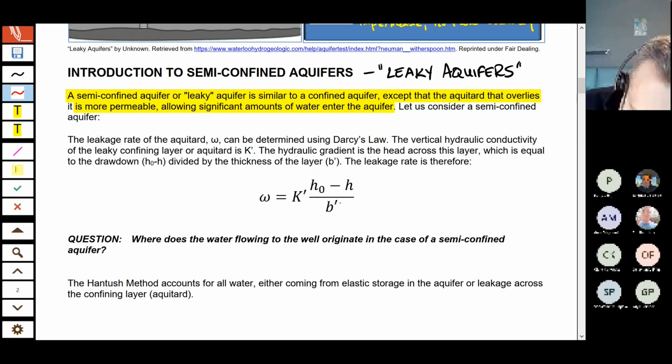So we're able to quantify a leakage rate, but we have some additional variables to consider. And there's a couple of different little elements to look at here too. We see that there's a B prime. Well, typically B was our height of the aquifer, but now it happens to be the thickness of our aquitard, or the thickness of the confining layer.